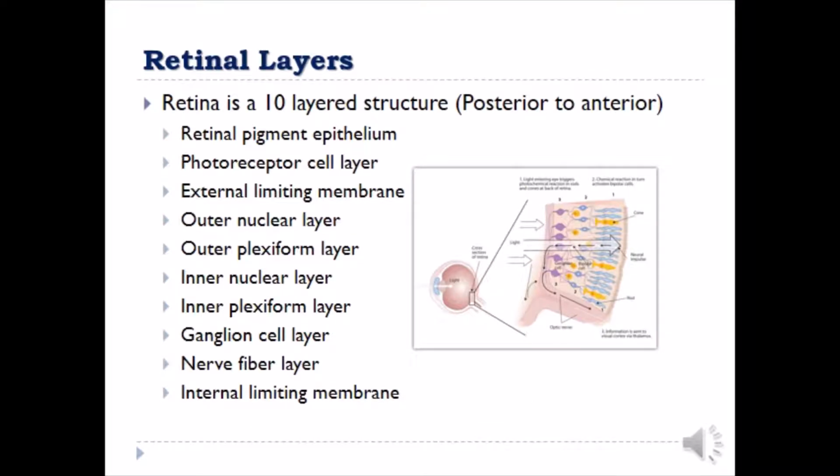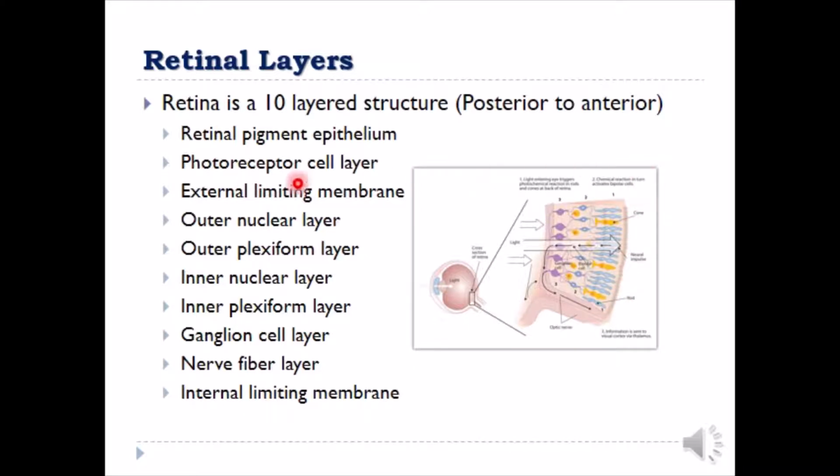Here we go. These are the 10 different layers of the retina. As I mentioned, it is starting from posterior to anterior. From the previous picture, this is the posterior side, that is the choroid side, and this is the vitreous side, that is the anterior most layer of the retina. So these layers are arranged from posterior to anterior. The first layer is retinal pigment epithelium. You can see here this dotted one, that is the retinal pigment epithelium, the posterior most layer.